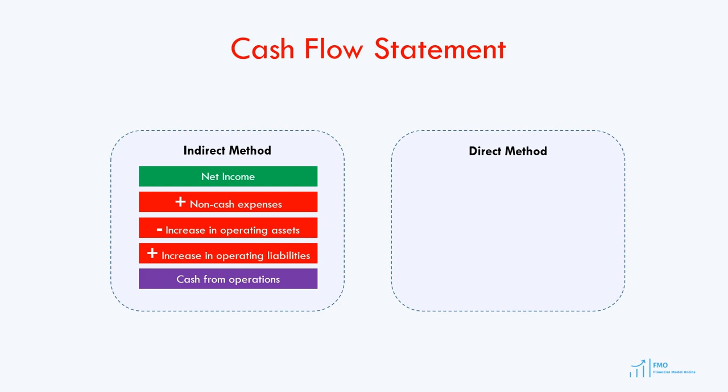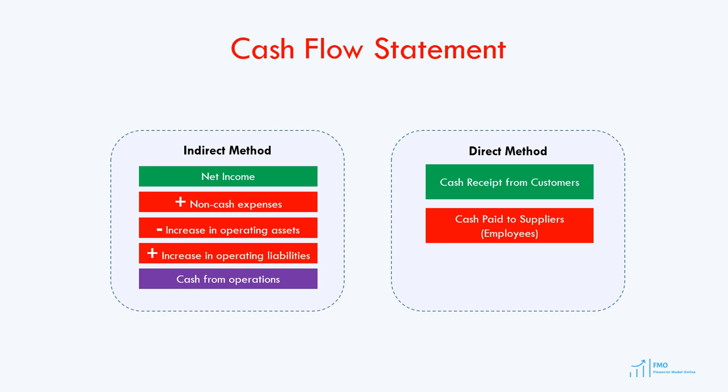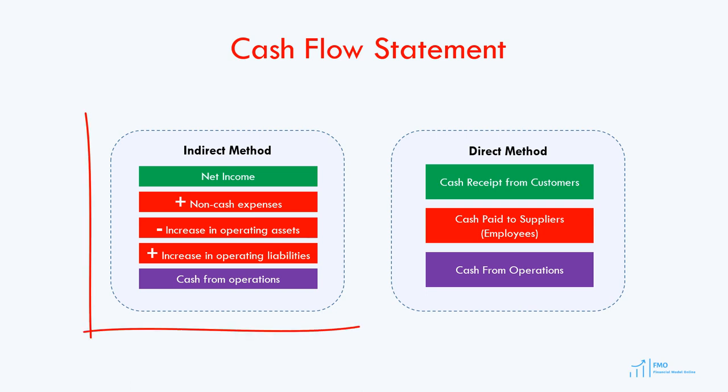When it comes to the direct method of cash flow statement presentation, we start with the cash receipts from customers, and then we have to deduct the cash paid to suppliers, vendors, and employees. And in this way, we get to the cash flow from operations. The vast majority of companies report the cash flow statement under the indirect method because it's simpler to prepare compared to the cash flow statement under the direct method.